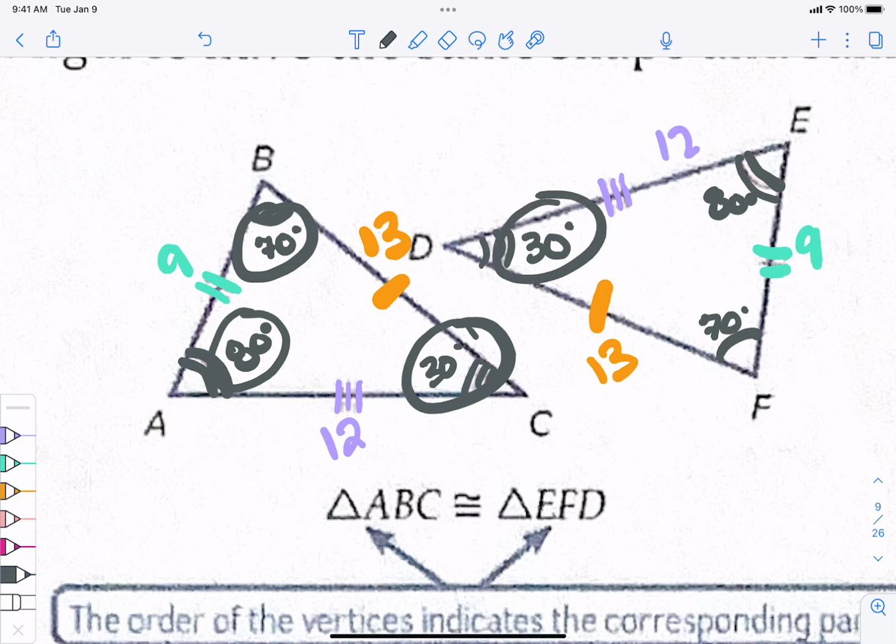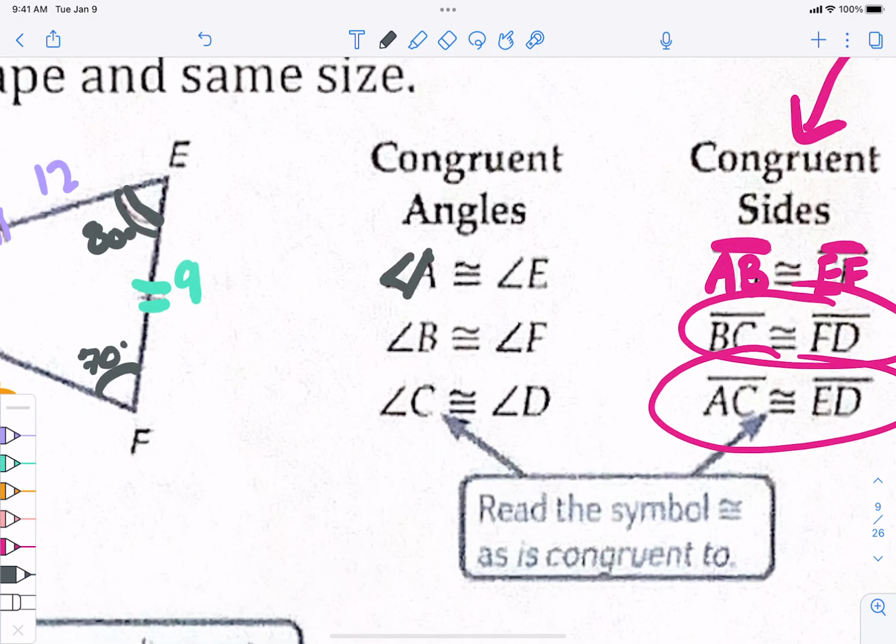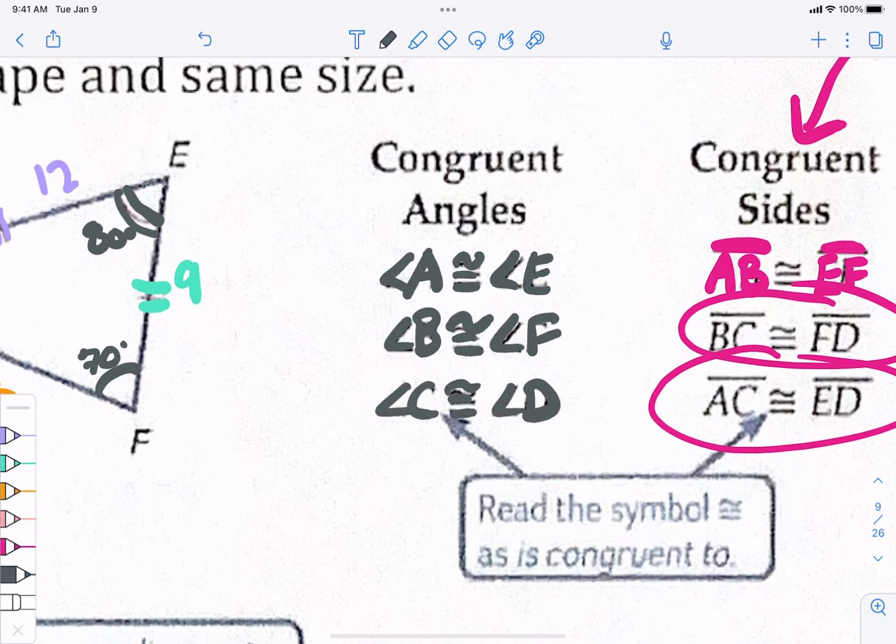Okay, so congruent means exactly the same. And over here, they talk about congruent angles. Angle A, that's how they represent angle A, is congruent to angle E. That's how you would say that. Angle B is congruent to angle F. And angle C is congruent to angle D. Make sense? They're the same size, right?